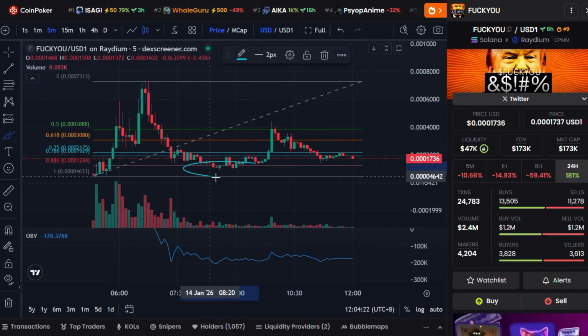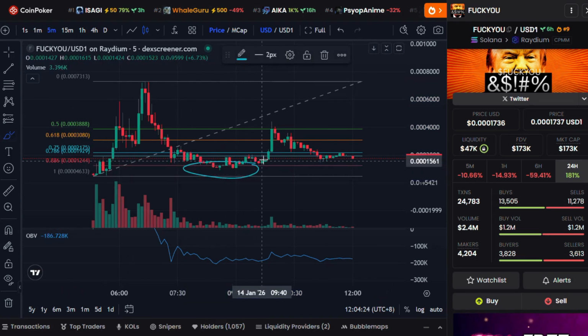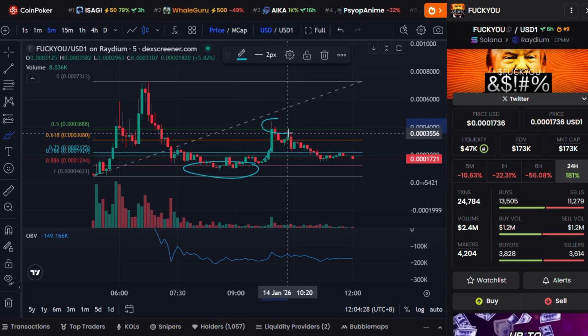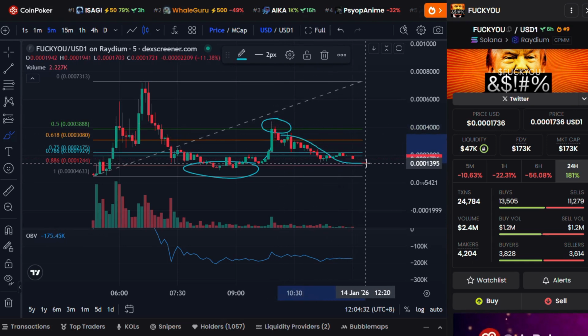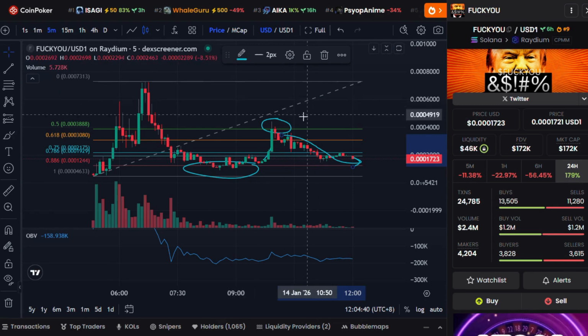From there, it pushed higher and moved up into the 0.5 Fibonacci level, also known as the equilibrium of the entire range, where it found resistance and was rejected. Price has since retraced back down into the Fibonacci blue pocket, the 0.75 to 0.786 zone.